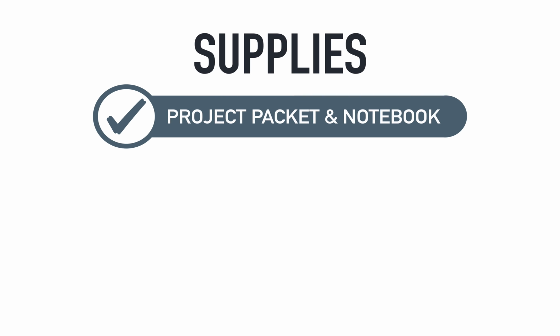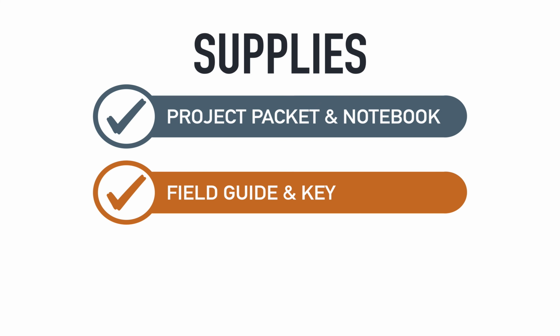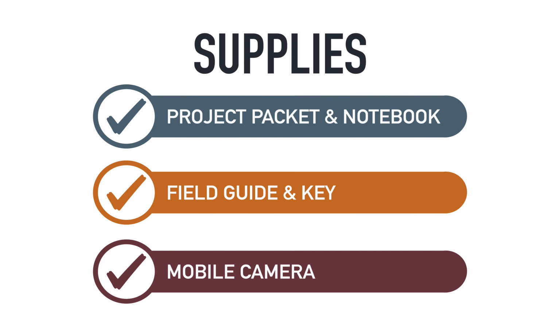Let's get started. As an arthropod group, you will need some supplies to get started. First, you will want to ensure that you have reviewed the project packet and completed your notebook formatting for the field. You will also need a field guide and key, which you will use to identify the specimen you photographed in the field. This leads to your last supply, a mobile camera.